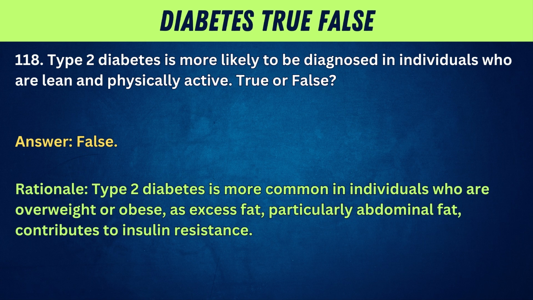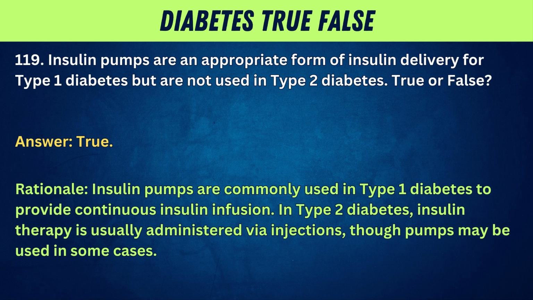118. Type 2 diabetes is more likely to be diagnosed in individuals who are lean and physically active. True or false? Answer: false. Rationale: type 2 diabetes is more common in individuals who are overweight or obese, as excess fat, particularly abdominal fat, contributes to insulin resistance.